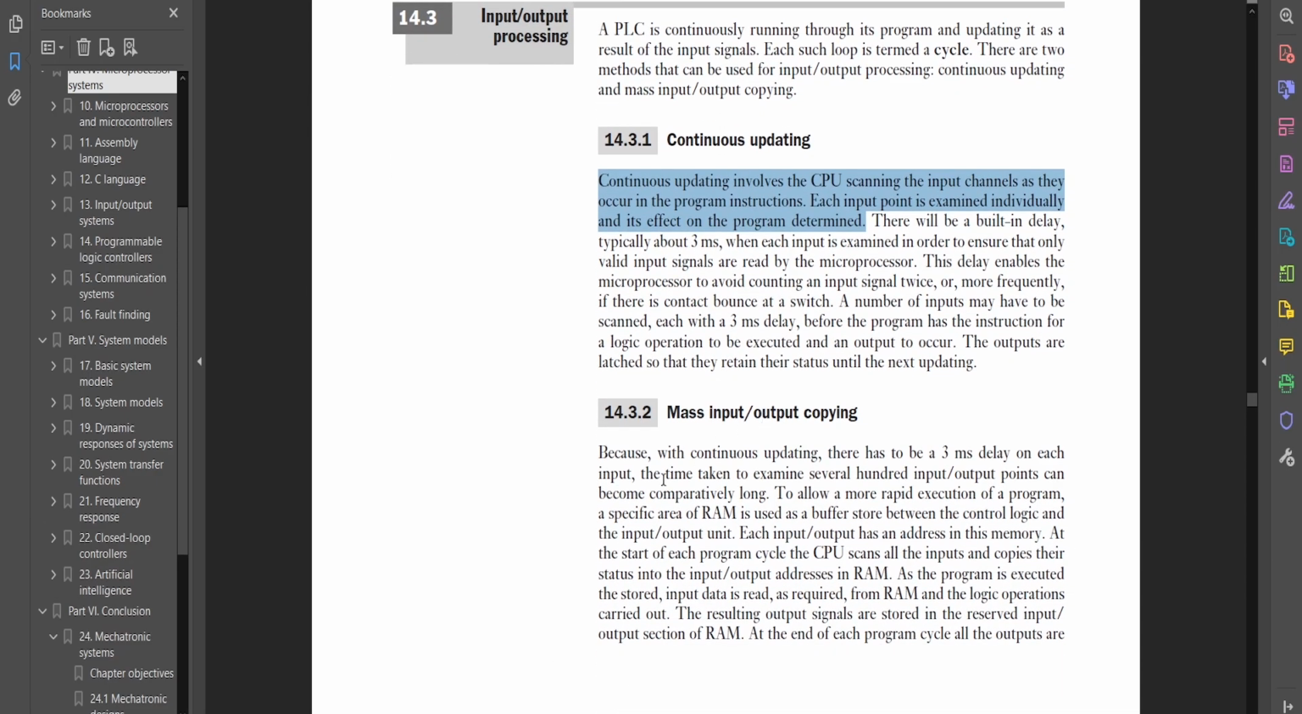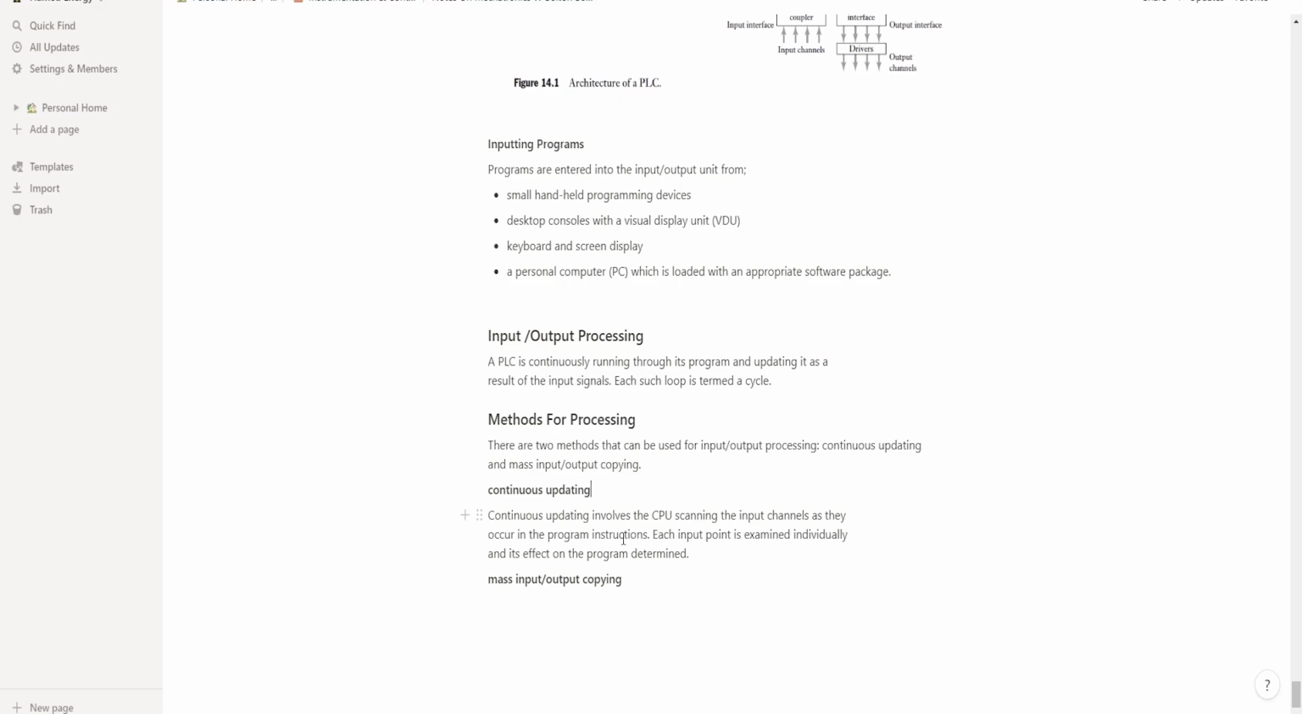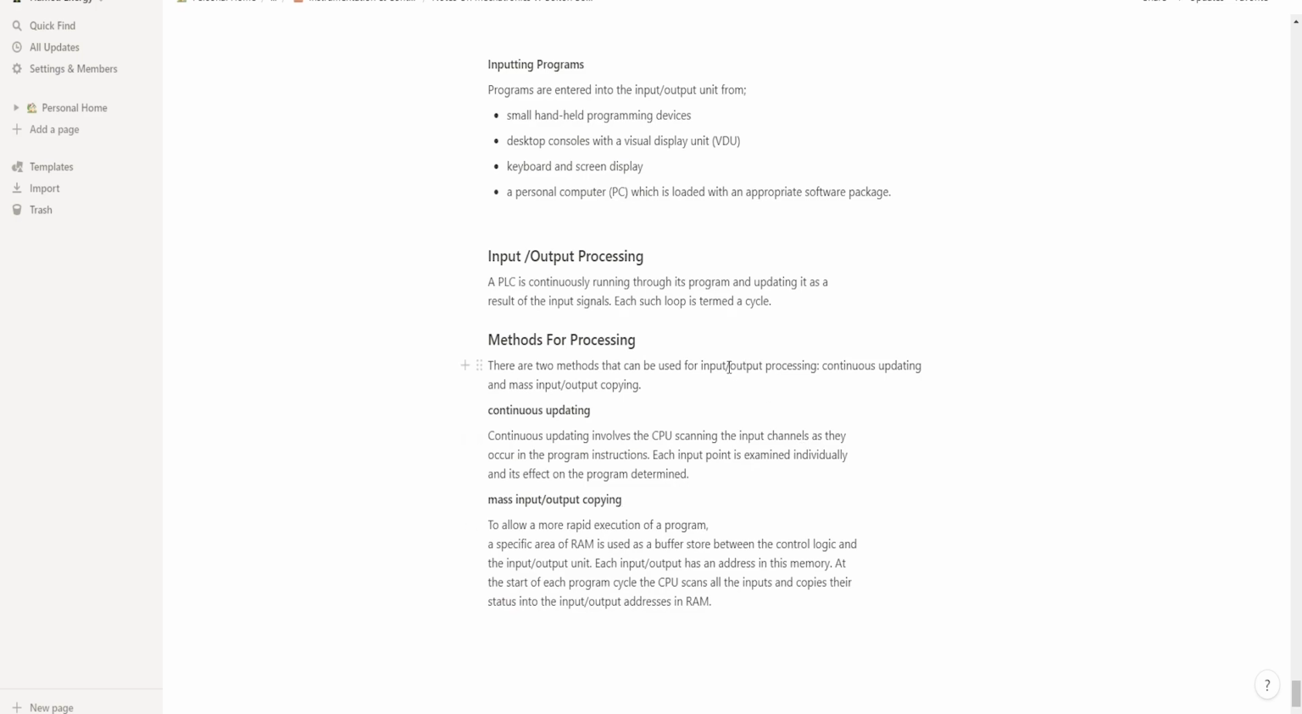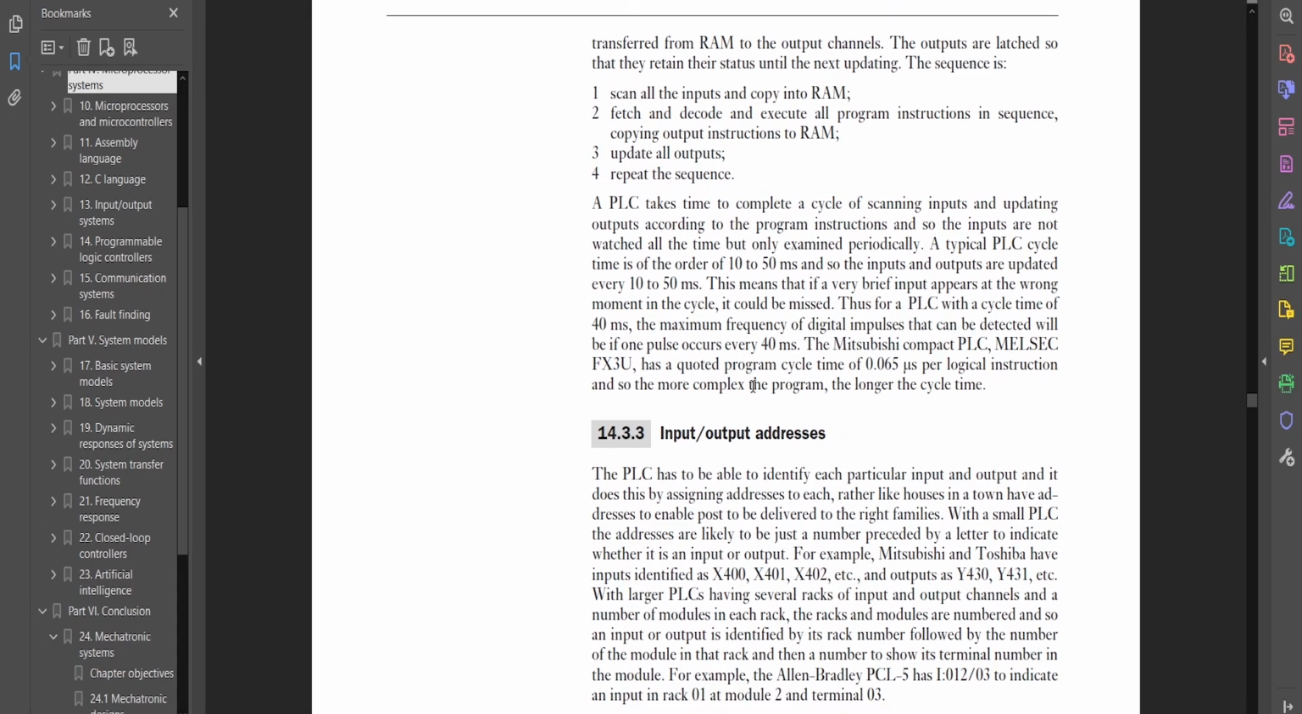And then mass input output copying. Because of continuous updating, there has to be a 3 millisecond delay on each input. The time taken to examine several hundred input output points can be comparatively long. To allow more rapid execution of a program, a specific area of RAM is used as a buffer store between the control logic and the input output unit. Each input output has an address in its memory. At the start of each program cycle, the CPU scans all the inputs and copies their status into the input output addresses in RAM. Okay. I'm okay with that as well. Alright, that's fine.